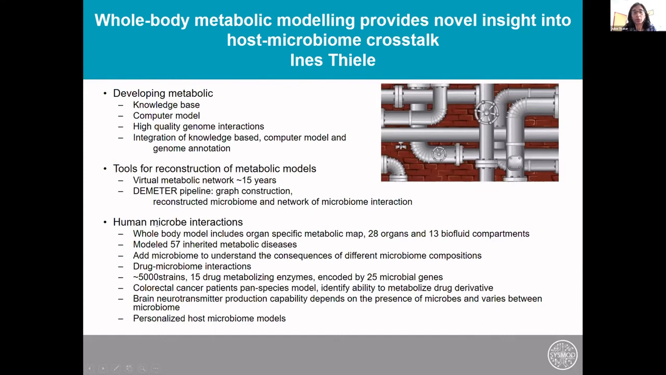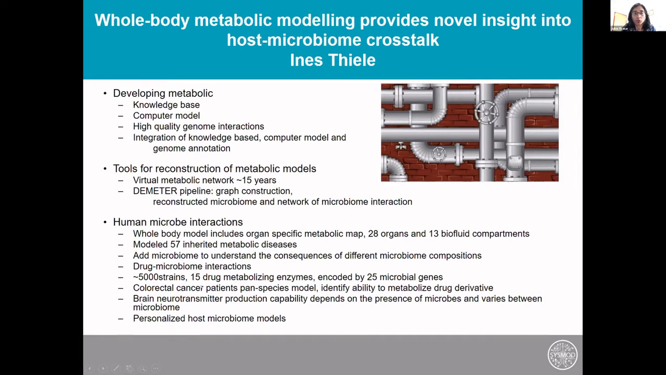I found it interesting how she discussed the whole human microbiome interactions in multiple different ways. She talked about a whole body model that includes organ-specific metabolic maps, including 28 organs and 13 biofluid compartments. She modeled 57 inherited metabolic diseases using this network, and then added the microbiome to understand the consequences of different microbiome compositions. She also took into account drug-microbiome interactions, considering around 5,000 strains and 15 drug metabolizing enzymes encoded by 25 microbial genes.